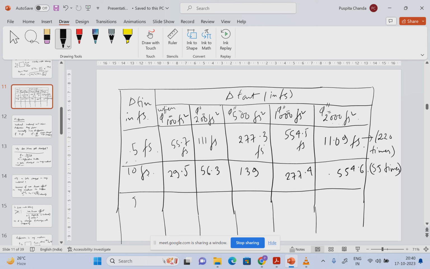For 20 femtosecond, the same thing is 34.2, 72.1, 140.1, 278.